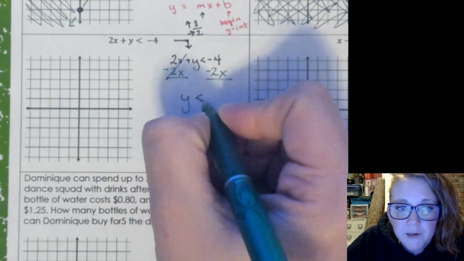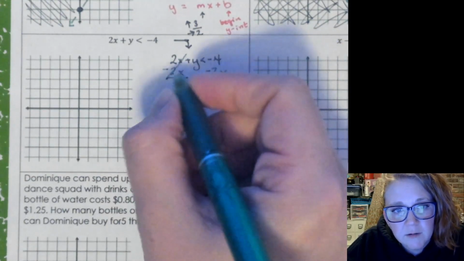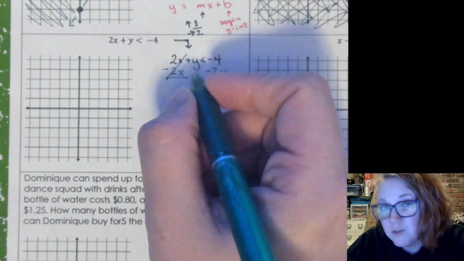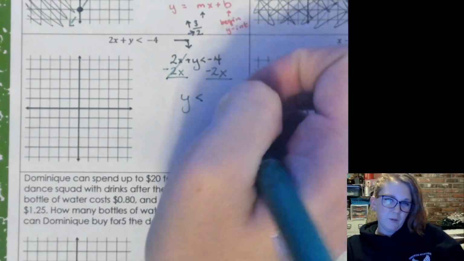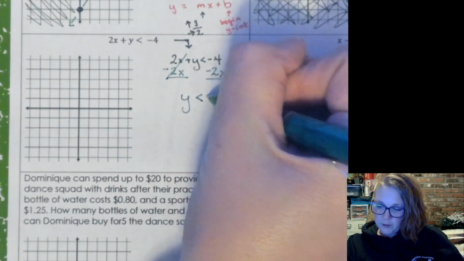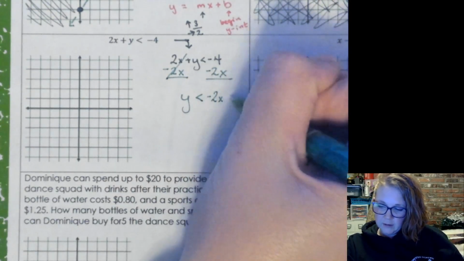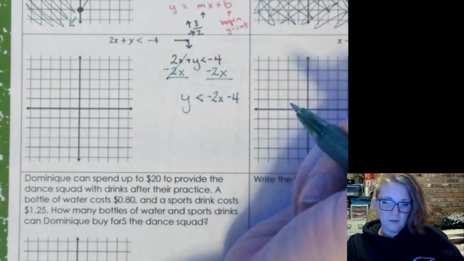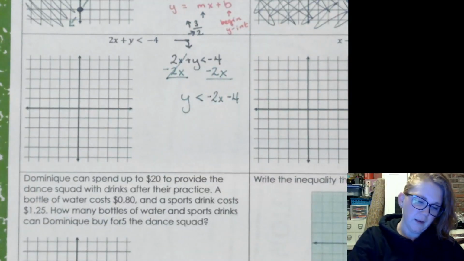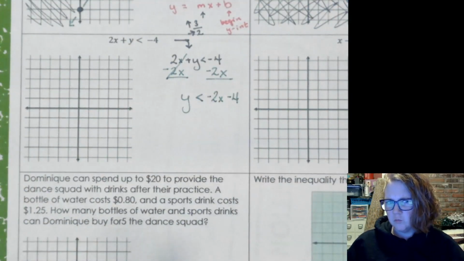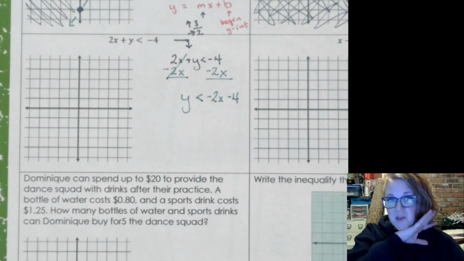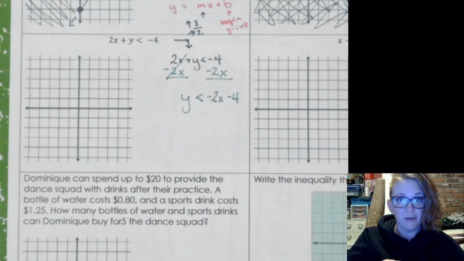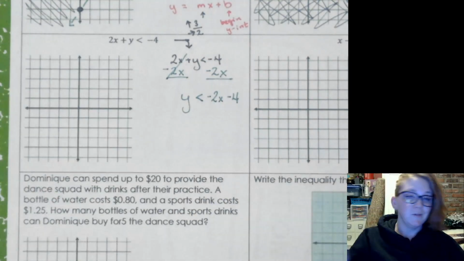You're going to get y less than, because the y is positive, we don't have to flip it this time. And again, I'm going to put this in y equals mx plus b order. So I'm going to put -2x, then the -4. Is there anything else we got to do? Ask yourself, if you're not sure, is the y all by itself? Like, is there anything in front of the y? You said no. You're done with that one.